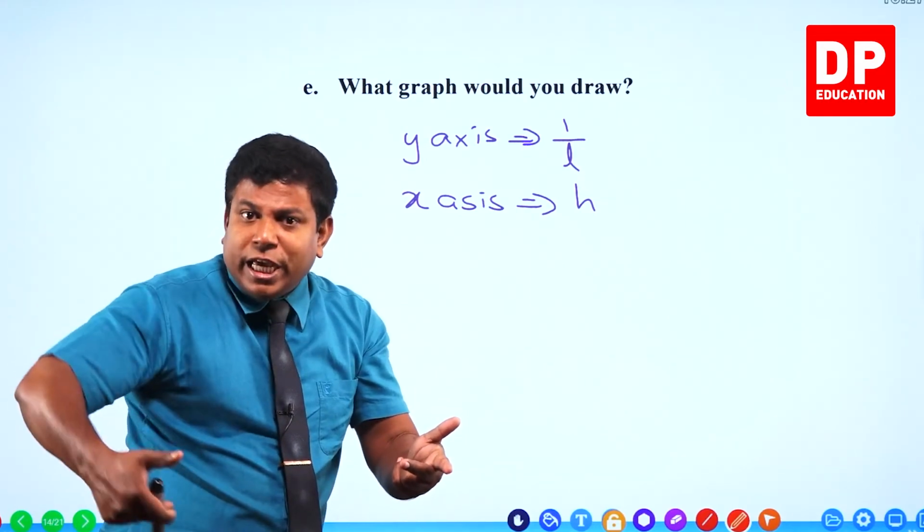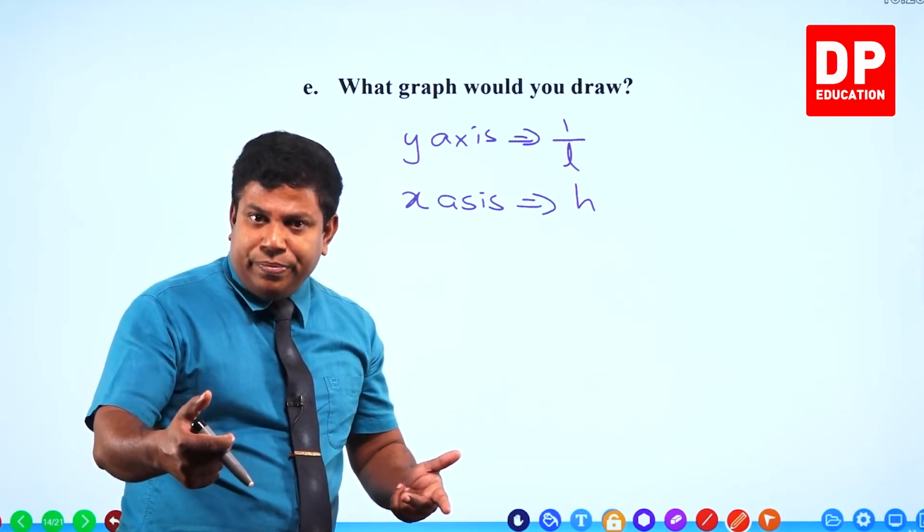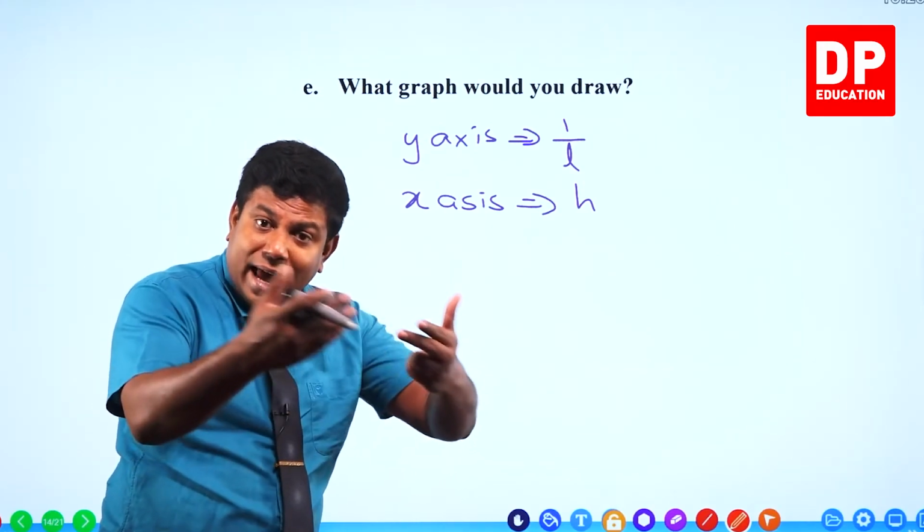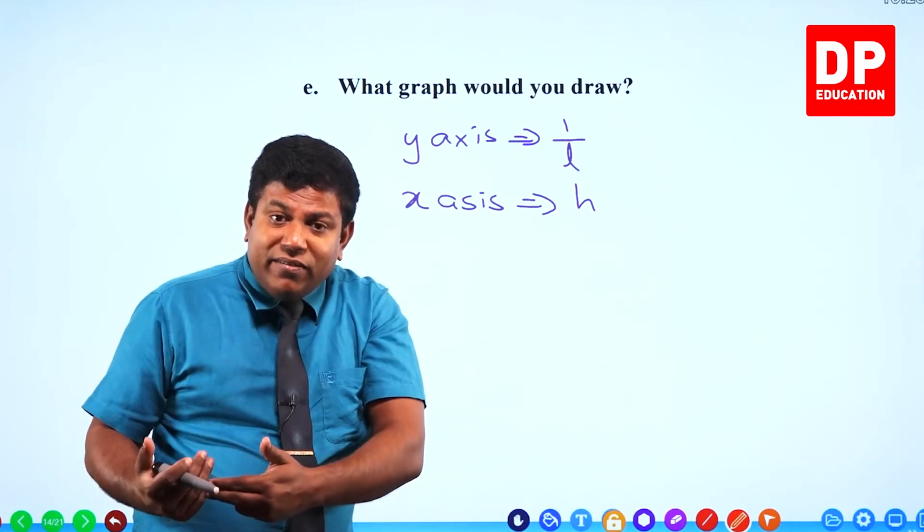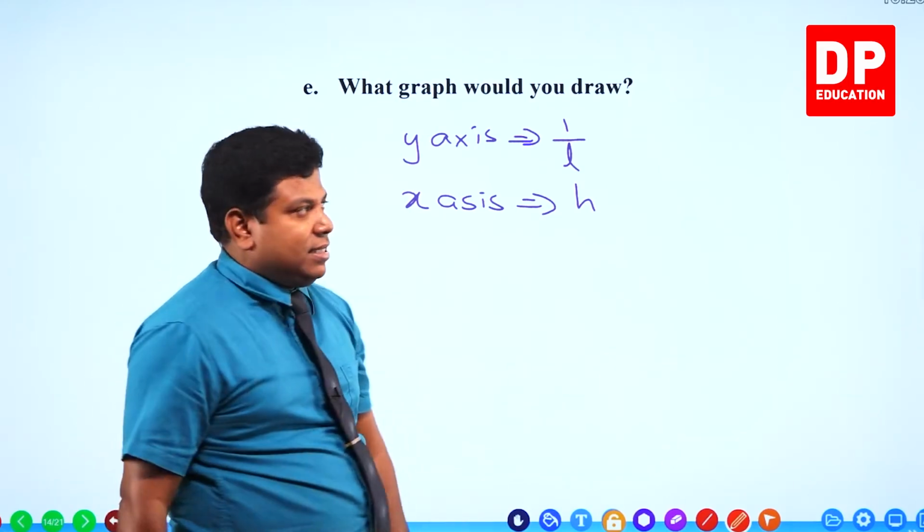Which one do we change? H is what we change, and 1 over L changes accordingly. So the dependent variable is 1 over L. That has to come in the y-axis. Next.